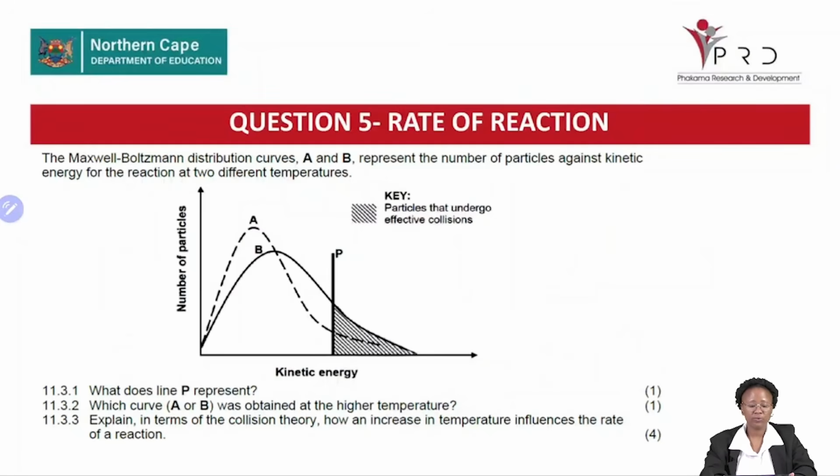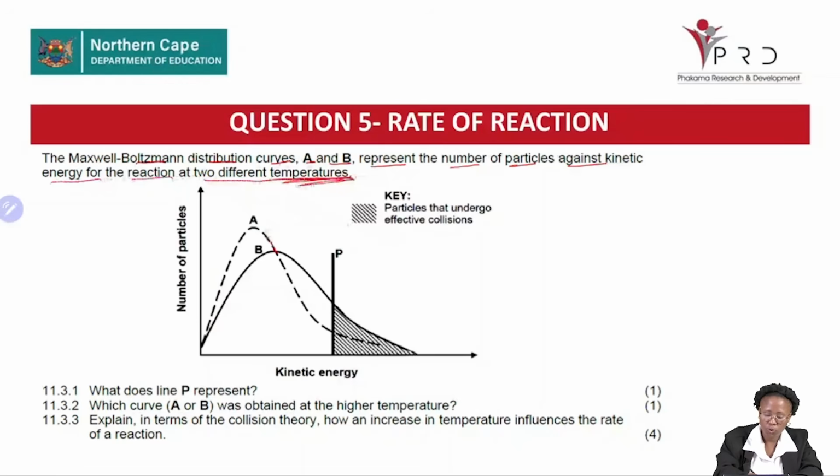Right, guys, now that we have looked at this question together, let us try to see if we can answer it. The Maxwell-Boltzmann distribution curves A and B represent the number of particles against the kinetic energy of the reaction at two different temperatures. You can see already they are telling you that this is a temperature graph. If they didn't tell you that, what were you going to look for? You are going to look for two graphs that are crossing each other.